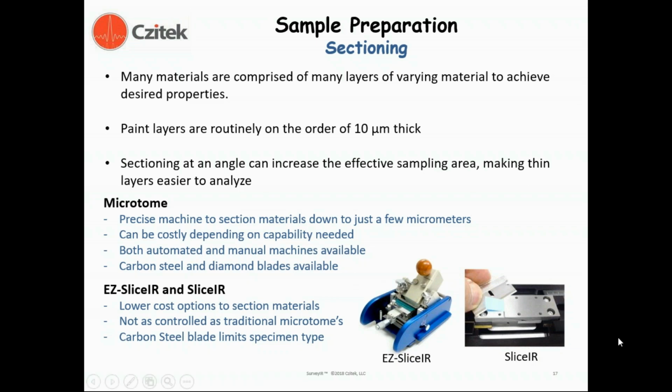sectioning. An even lower cost option is the slicer attachment to the microbite, and these come with attachments that allow you to section samples at 30 or 15 degrees angle using a simple blade. So it's a little bit harder to control your thickness with this method, but it's a very inexpensive solution.